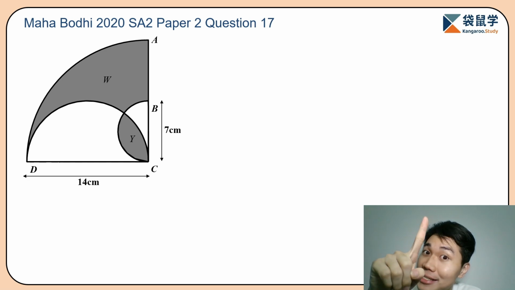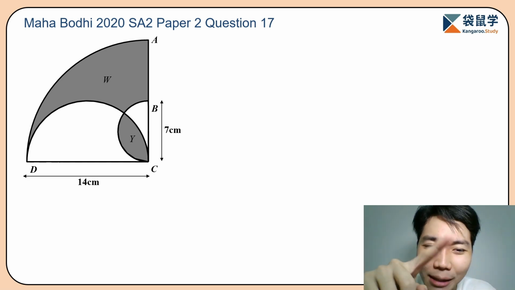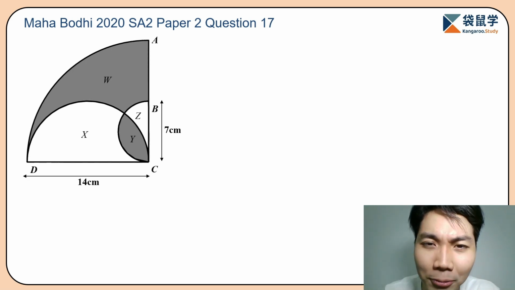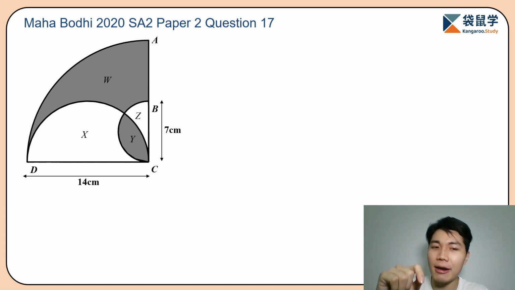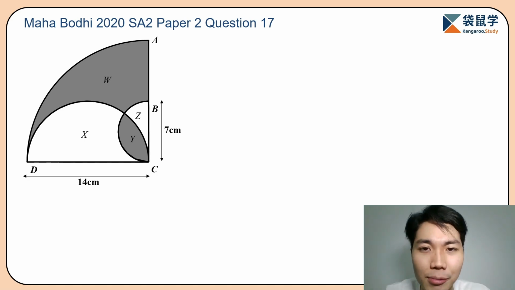So what I can do first is label. And we see, just nice, it gives us WY. So it should be WXYZ, label it down. So let's start off with finding the area of W and Z, right? Which is what we said just now.